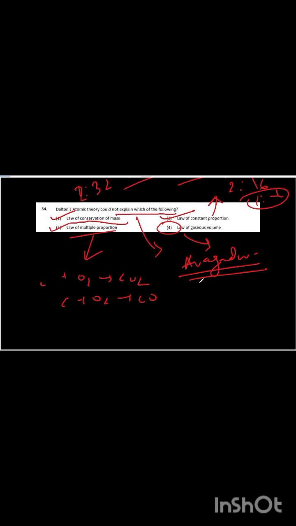We need not say anything about the law of conservation of mass, and the law of gaseous volume was similar to the stoichiometry we learned. When gases combine, they do so in a fixed ratio by volume. That is, if it is 1 mole, then the volume also will be 1 liter and 1 liter.